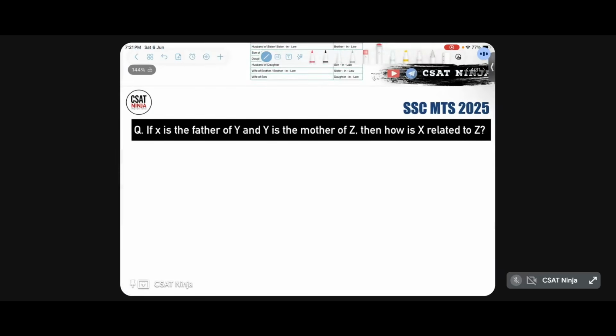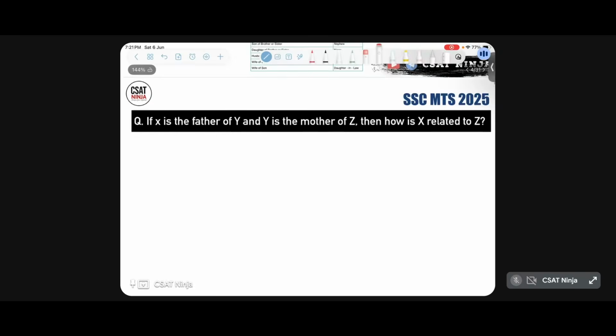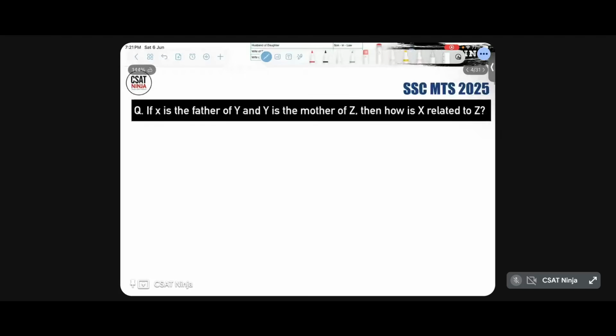Tonight I'll be discussing questions based on UPSC, NPSC, NSSB, as well as SSC. So I've tried to pick up all the latest questions, and let's try to be relatable with the latest pattern, okay? So this is a question which was asked in SSC MTS 2025. It's a very simple question. Let's start with this one.